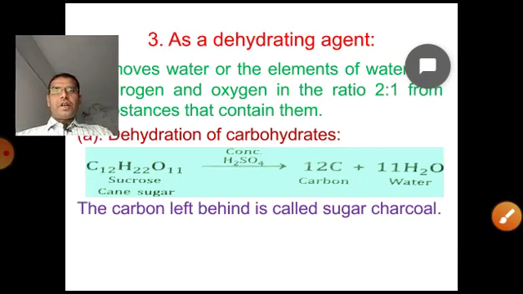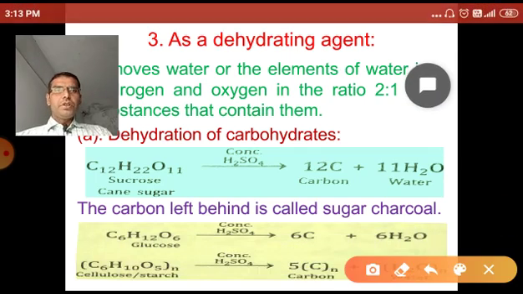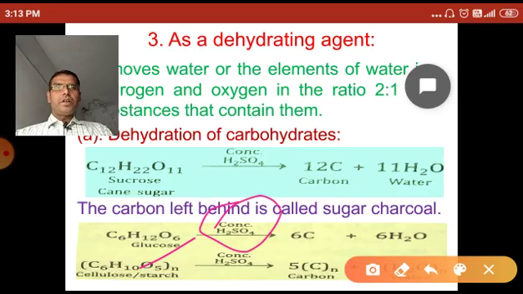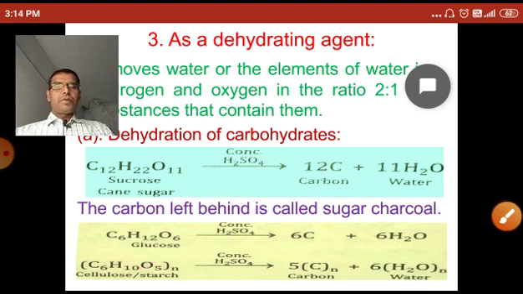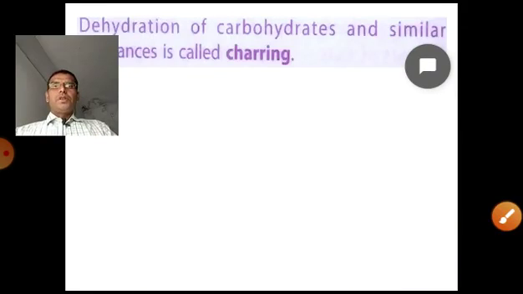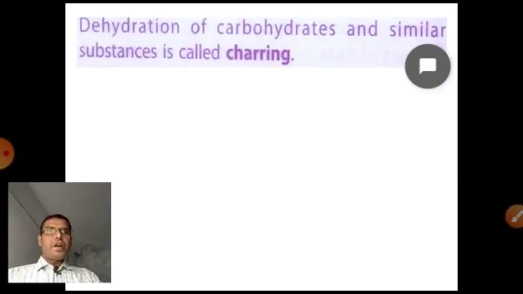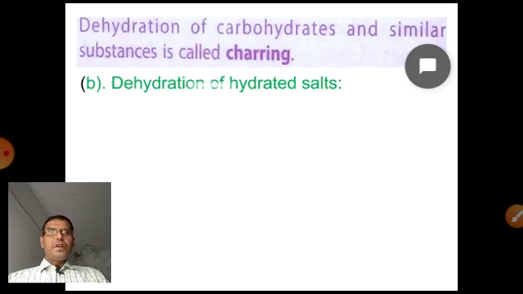Now next, the carbon left behind is called sugar charcoal. So for example, when glucose reacts with conc H2SO4, the conc H2SO4 removes the hydrogen and oxygen from the glucose and forms carbon and H2O. Next, cellulose. Dehydration of carbohydrates and similar substances is called charring.